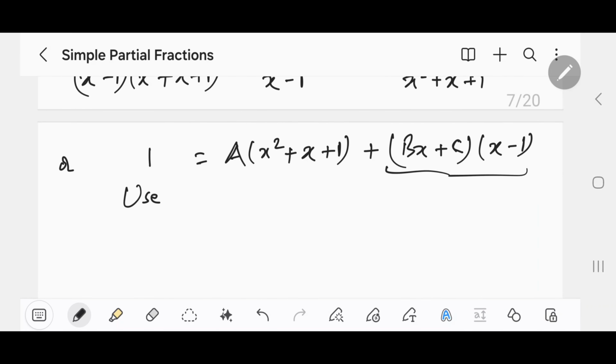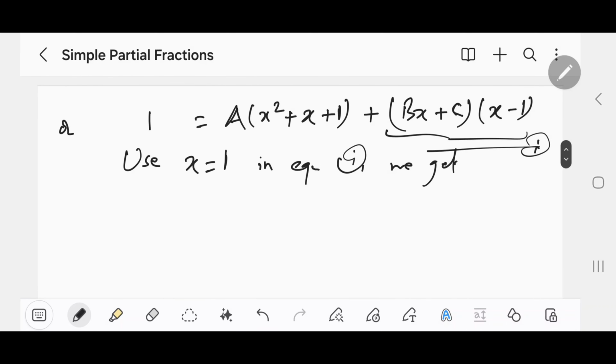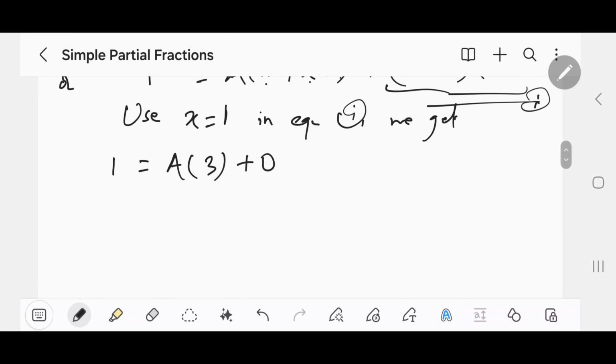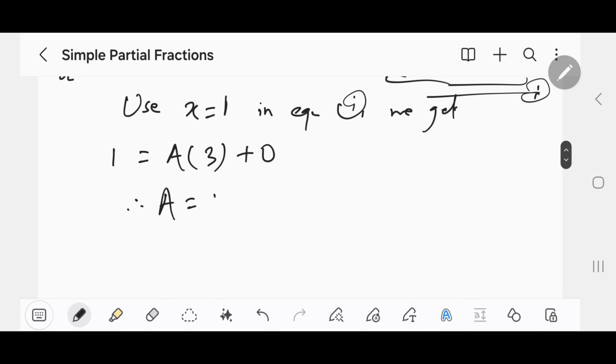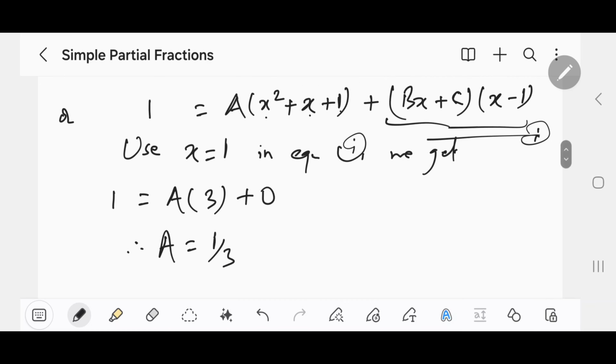Let this be equation first. Use x equals 1 in equation first. We get 1 equals a times (1 plus 1 plus 1), which is 3, and then bx plus c. Let's not try to solve it, since here x minus 1 will vanish this whole term, equals 0. Therefore, a equals 1 by 3. We got one value of the variable.